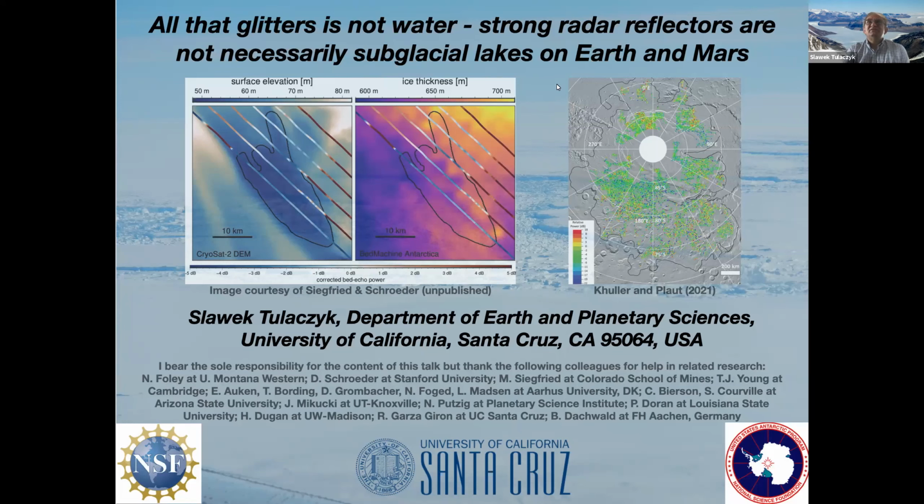So this is something that I've been working on for the last few years, getting interested in the physics of radar reflection, what controls it, and what we might be missing with the most common but simplest approach that has been taken in radioglaciology in the last several decades. And just to make it flashy and interesting, I'll focus the talk on subglacial lakes, both on Earth and Mars.